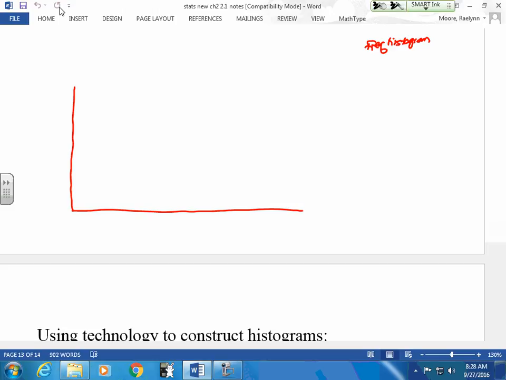Now, title. We're doing the ages of the most powerful 50 women in the world as of 2012. So we're going to call this the ages of the 50 most powerful women in 2012. Needs a title. The x-axis, these are your classes, and they are the ages of the women. The y-axis is your frequency. So we're just going to write frequency.